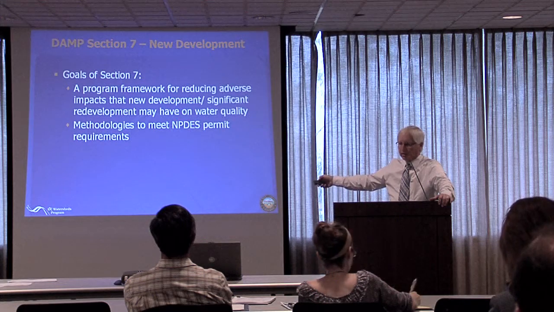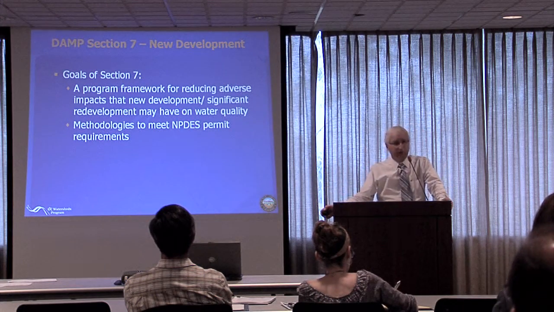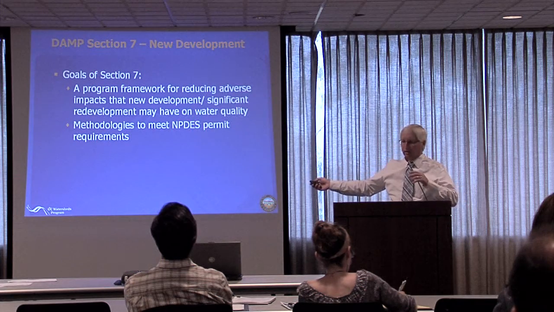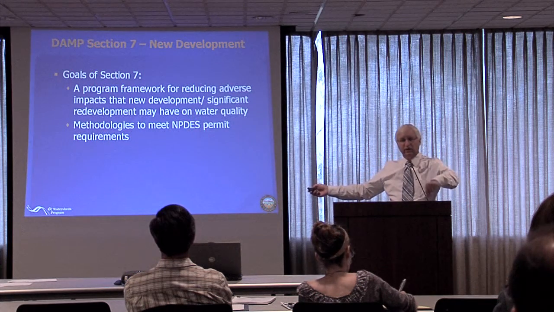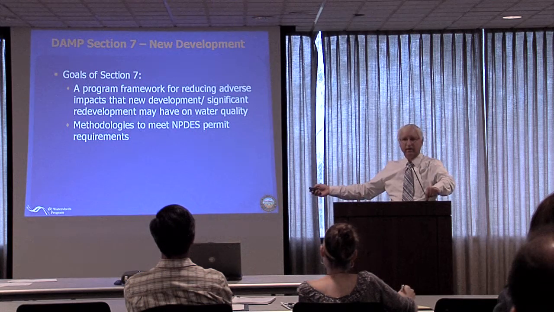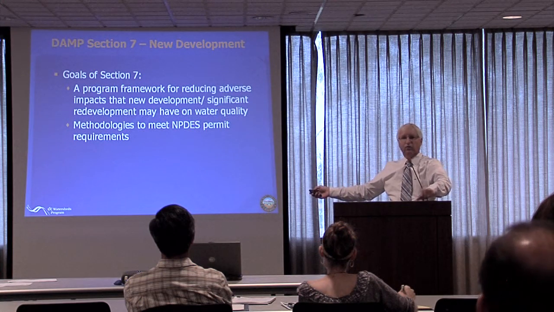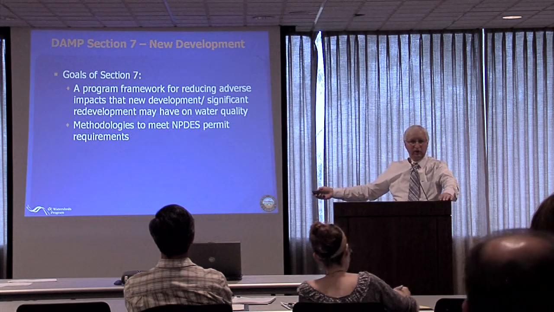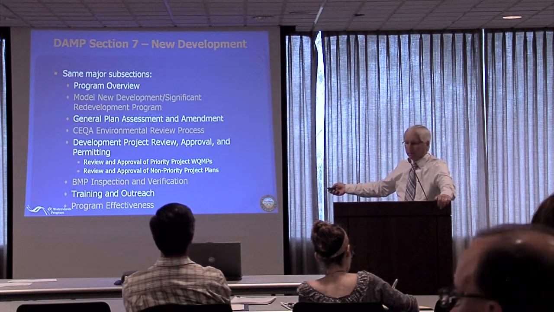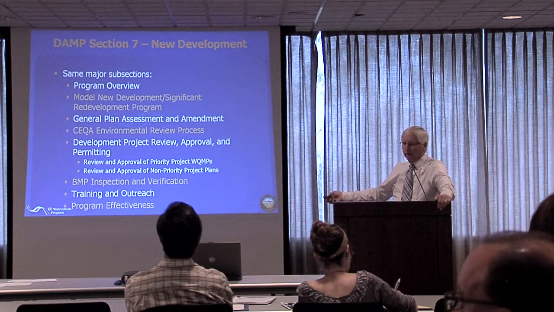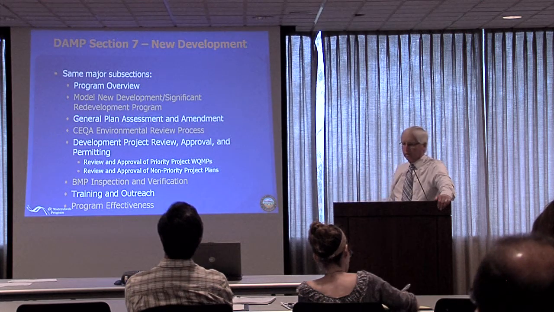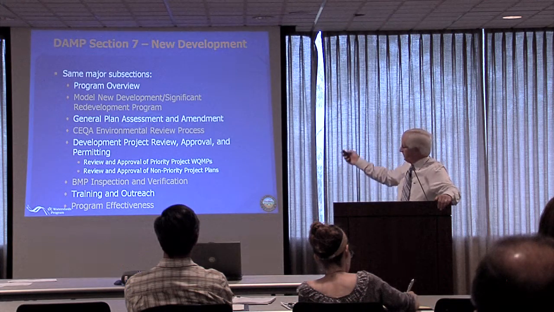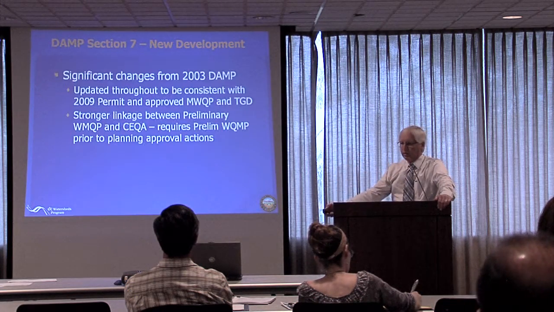And of course, Section 7 is a program framework for reducing adverse impacts and the methodologies to meet the NPDES permit requirements. It's basically your internal guide for how you run the requirements for your program, in this case, your new development, redevelopment program. So it's really a permittee-focused document. These are the major subsections. We didn't revamp the subsections. They're all basically the same that you're familiar with.